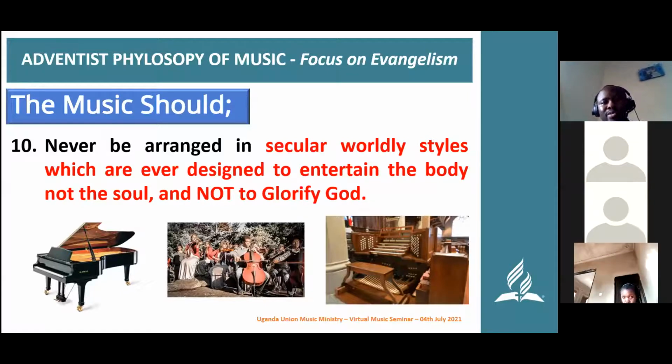Now, this goes to our producers who are online and many others. Ensure that the music that we produce is designed for the soul, not to entertain the body. And in that way, it will be glorifying God.